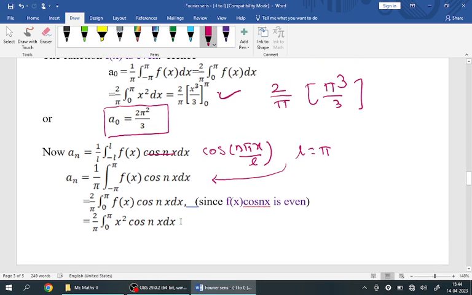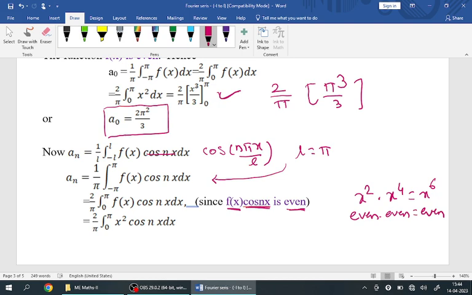Now, the most important thing here: because the interval is minus L to L, and f(x) is an even function, f(x) is even, cos nx is also even. So the multiplication of two even functions is again even. Just like x square is an even function, and if you multiply by another even function, say x raised to 4, we get x raised to 6. So even function into even function is an even function only. So here f(x) is even, cos is even, hence this entire integral is even.